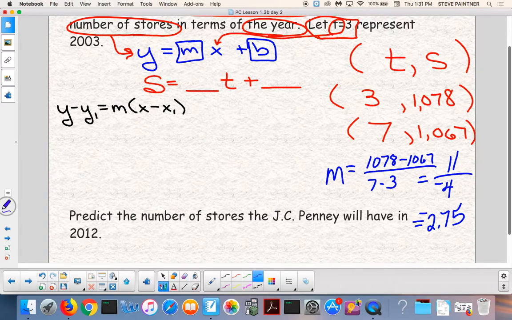Did you guys get a negative slope? Did you get negative 2.75? How come the slope is negative? The stores are going which way? Downhill. You're losing JCPenney stores. Guys, this problem's been in my book for 10 years. Are we going to lose our JCPenney's? We already lost Sears and Macy's. Are we going to lose JCPenney's? Probably.